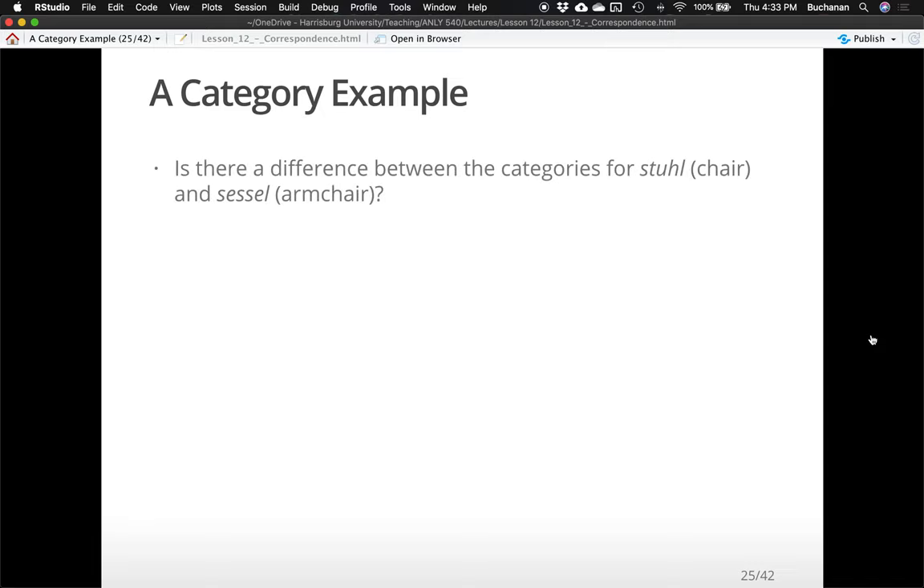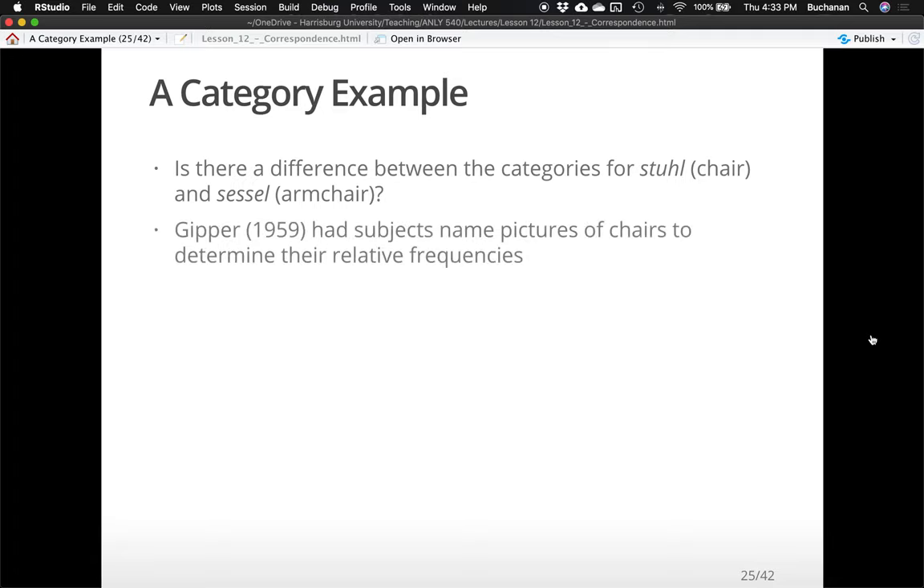So we're going to use an example, basically from IKEA. Is there a difference between categories for chair, and I don't know how to say this, stool would be my guess, and armchair? In 1959, Gipper had people name chairs. Here's a picture. What is it? Just tell me what it is. This is interestingly simple research, right? To look at the relative frequency of using chair versus armchair. Obviously, this doesn't translate very well. I don't know that many people in American English would call something an armchair, right? But the idea is that maybe these are two separate things. So when someone says chair, they mean a different thing than armchair, or are these two of the same thing, where people just have two different names for the same category?